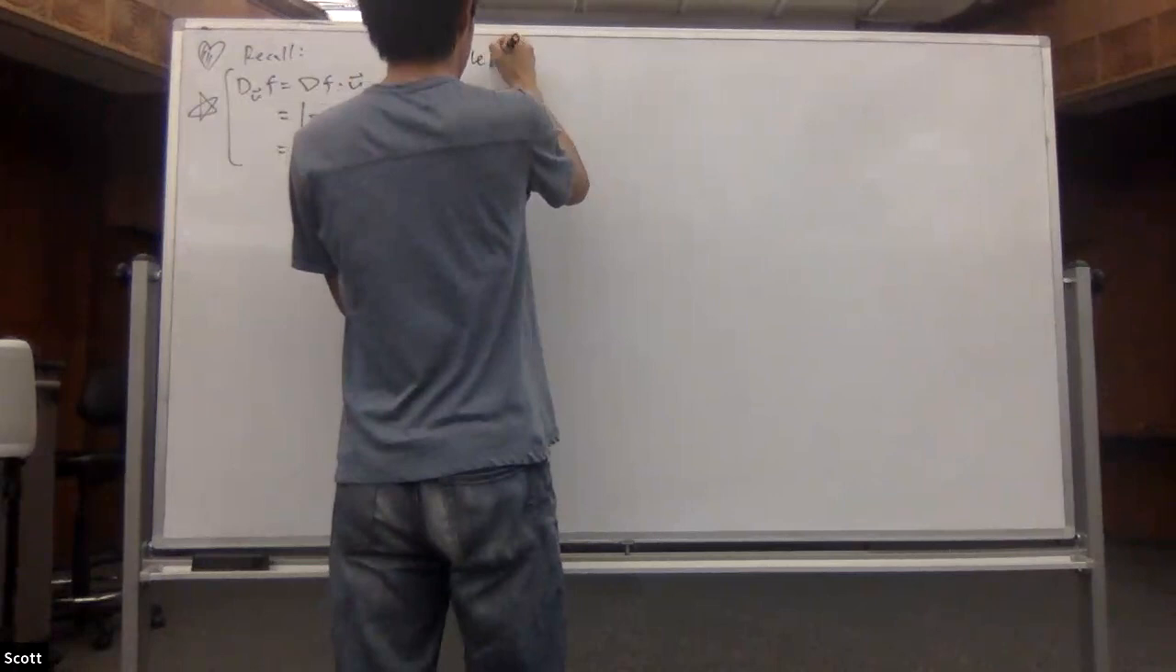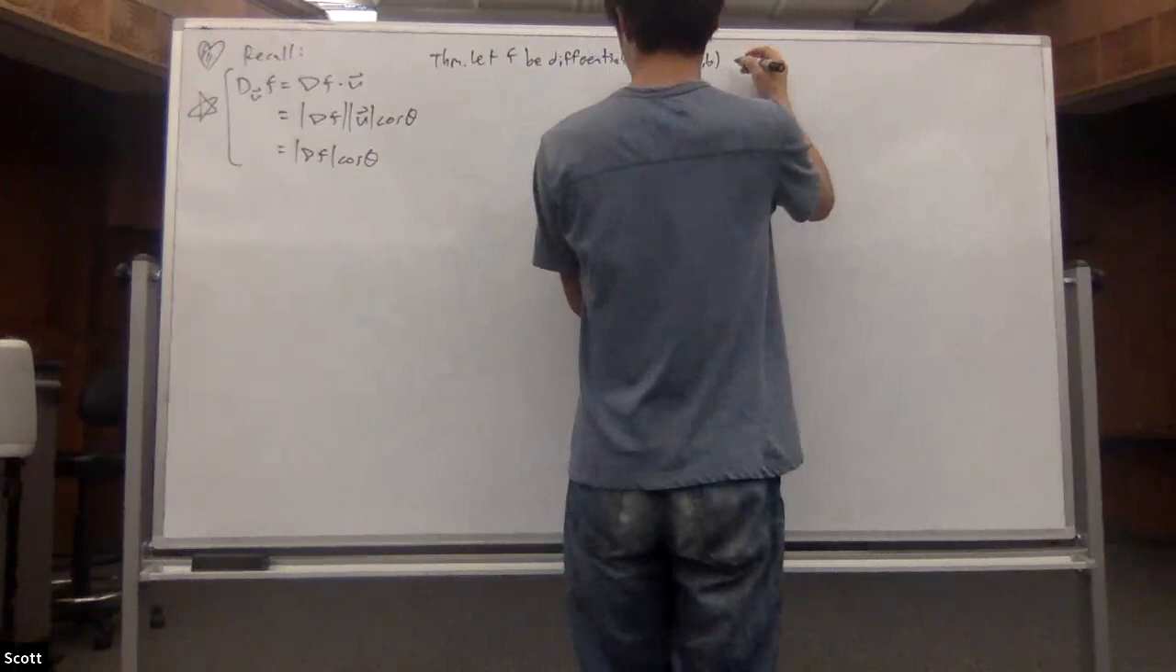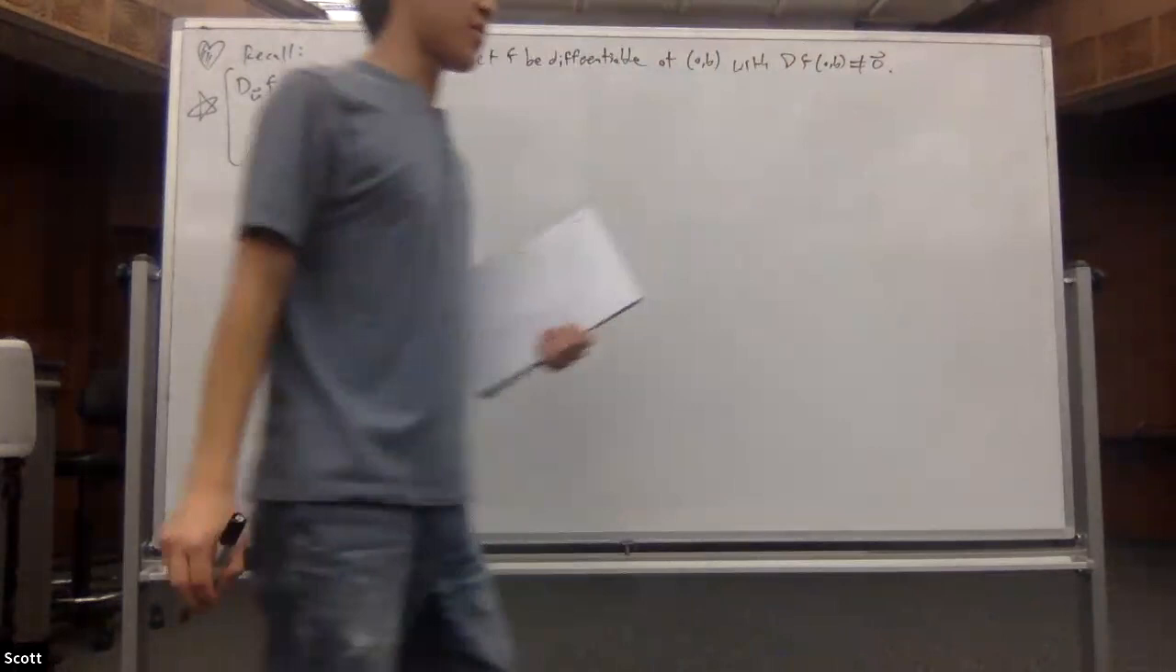So let f be differentiable at a point (a, b), with the gradient at (a, b). We just want to make sure this isn't a zero vector. Notice I say zero vector.